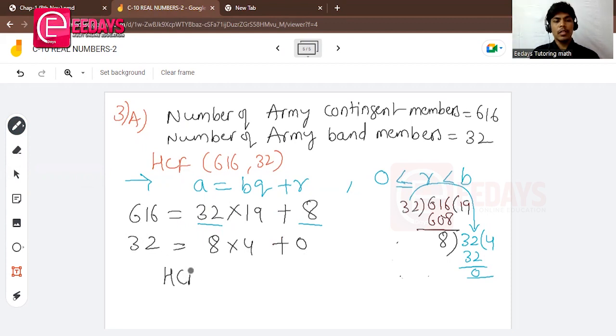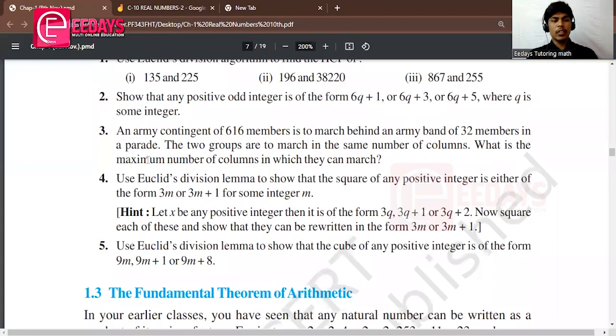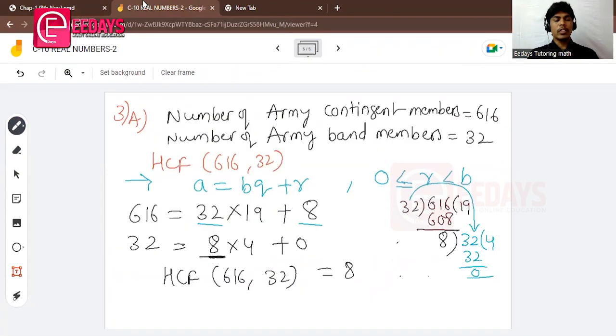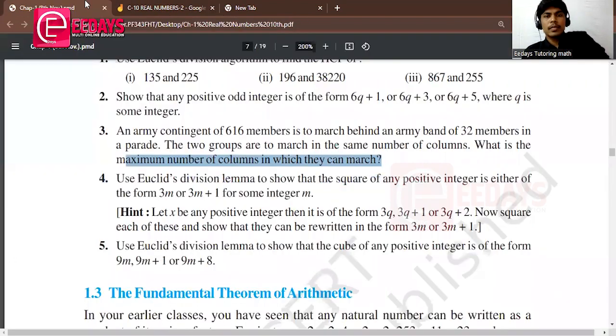So you can confirm the HCF of 616 and 32. We can take the divisor, that is 8. Now they ask for the maximum number of columns in each march. So you can write that the maximum number of columns would be 8 members in a parade. I hope everyone understood.